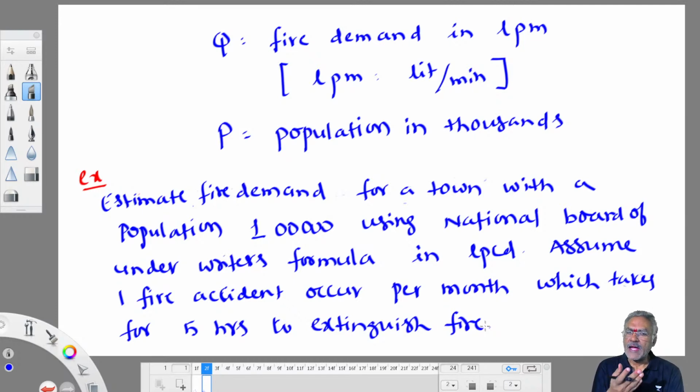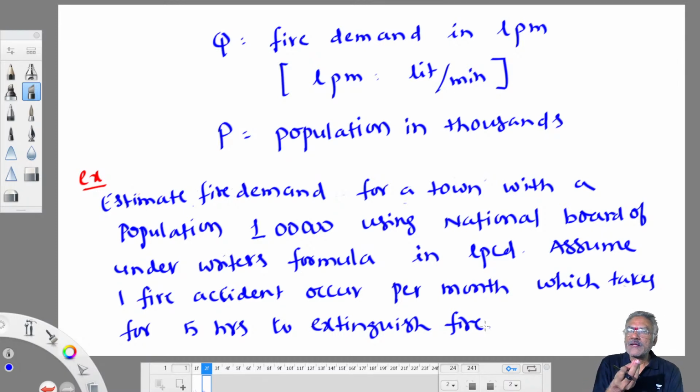And during that firefighting, how much time will it take? 5 hours it will take. That means 5 hours we need to apply water. Okay? So first we work out fire demand in LPM, liters per minute. Per minute that many liters are required. Then you multiply that value with 5 hours. 5 hours means almost 5 into 60, 300 minutes.